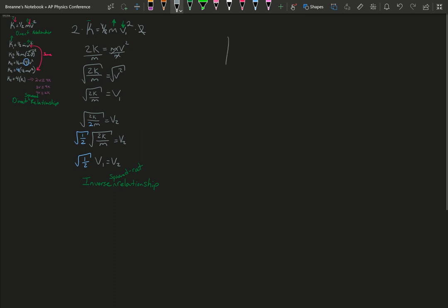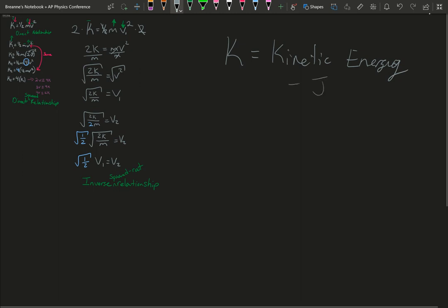I guess just a reminder, K does equal our kinetic energy, and that is measured in joules. M equals mass, and that's measured in kilograms. And V is velocity, and that is measured in meters per second. I guess I should have done that first, but just a quick reminder.